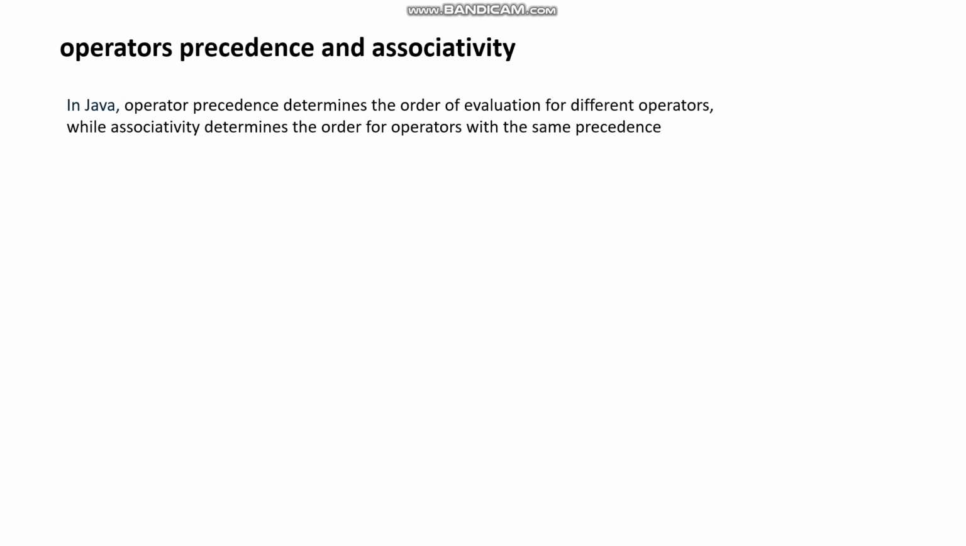Next, come to the next one. Operator precedence and associativity. Precedence means the priority. Operator precedence determines the order of evaluation for different operators. Whenever there are different operators, deciding which operator is evaluated first is called operator precedence. Associativity means the order of evaluation of operators with the same precedence.